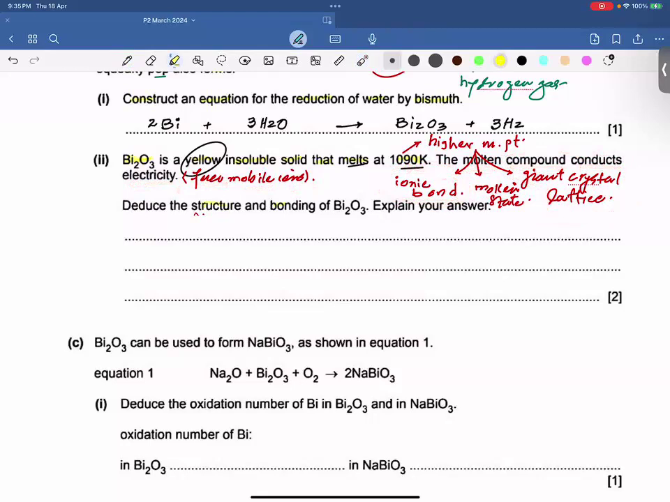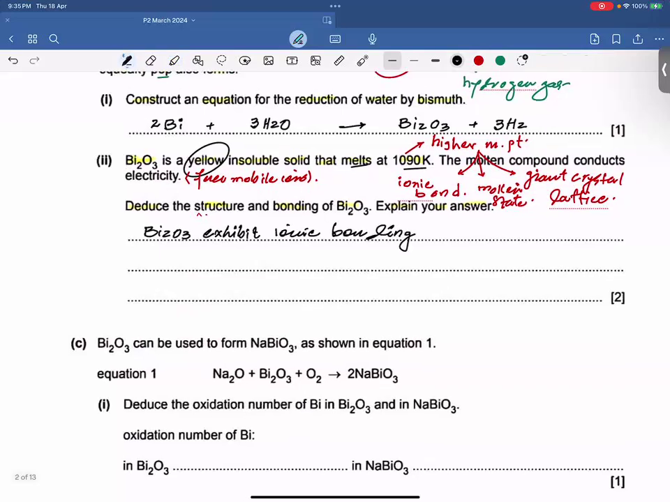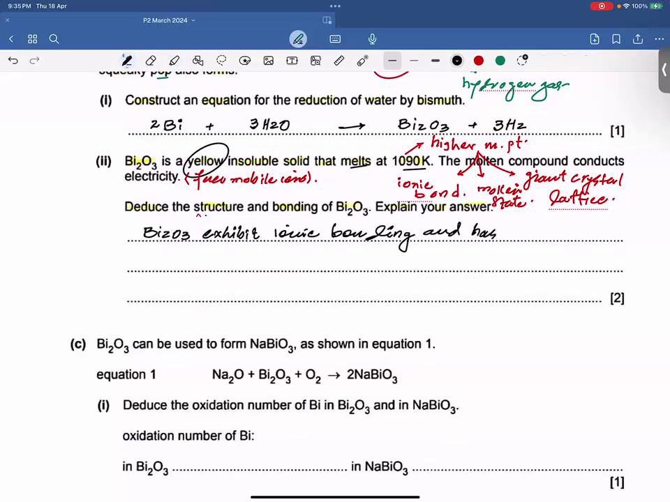So on the basis of this entire information, the examiner is asking, deduce the structure and bonding of Bi2O3, explain your answer. Okay, why it has a higher melting point? So in terms of structure and bonding, we need to give the answer as per my lecture. So let's start. Bi2O3 exhibits ionic bonding and has a giant crystal lattice structure.